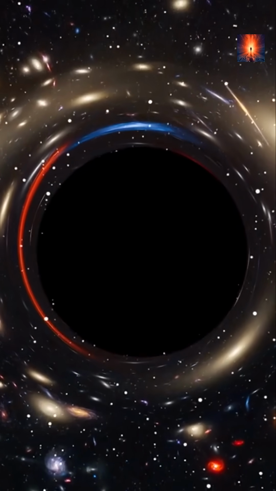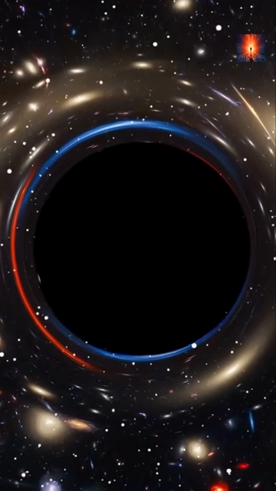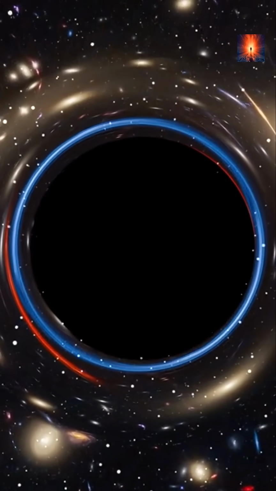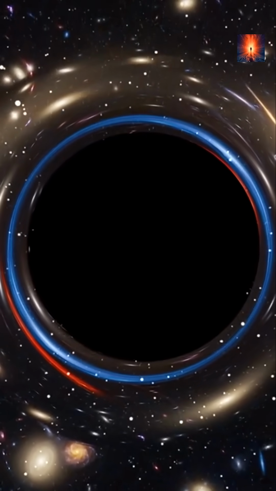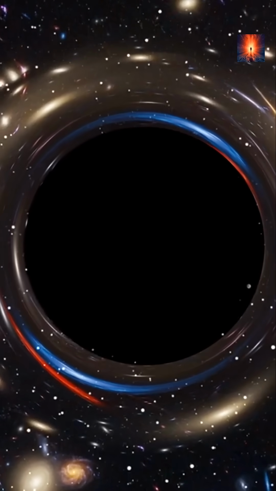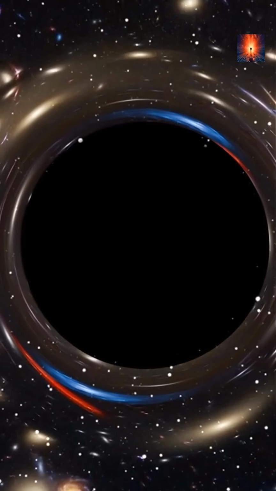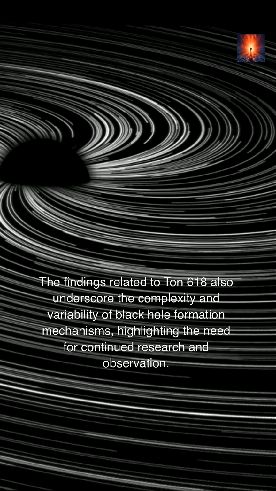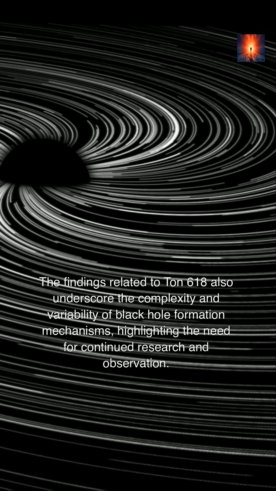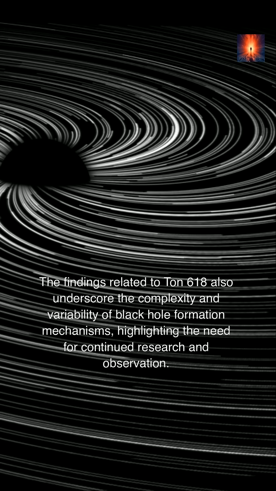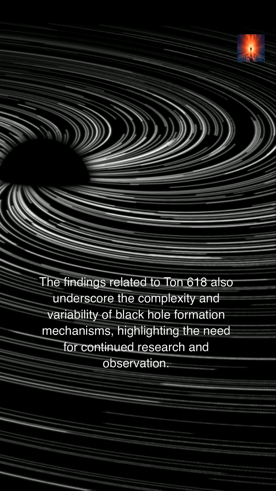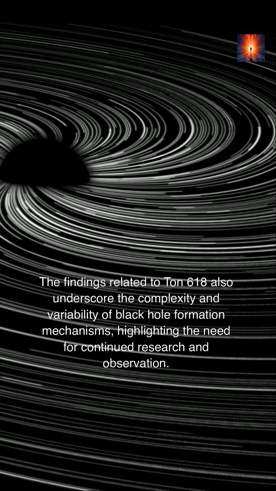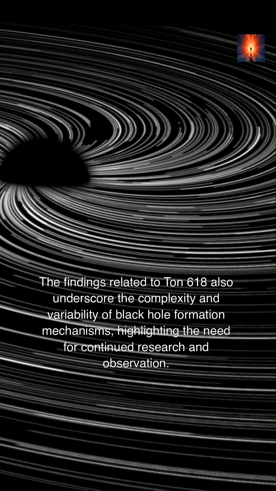One of the most surprising insights related to Tawn 618 is its potential to reshape our understanding of black hole formation and growth, suggesting that these processes may occur more rapidly than previously thought. The findings related to Tawn 618 also underscore the complexity and variability of black hole formation mechanisms, highlighting the need for continued research and observation.